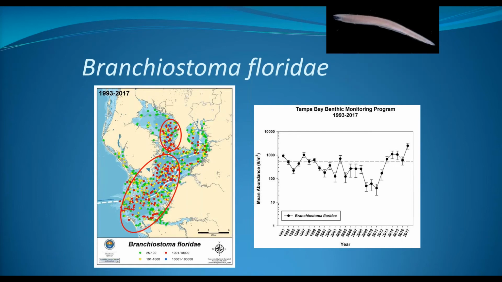have is Branchiostoma floridae, which is also called amphioxus or lancelet. These tend to be congregated more in the shellier, coarser sediments in Middle and Lower Tampa Bay. And if you look at the population trends over time, we were seeing a reduction in abundance down to about 2011, and then an increase since around 2012.